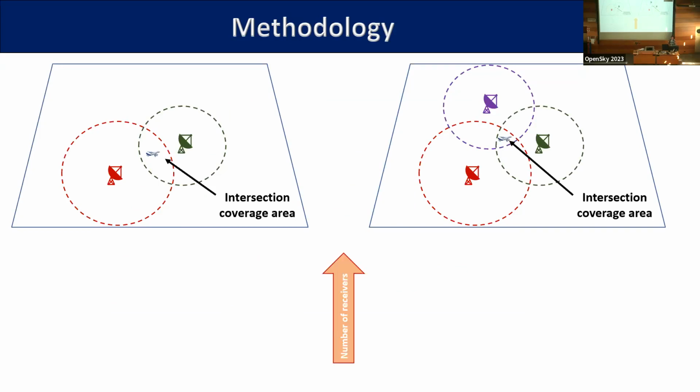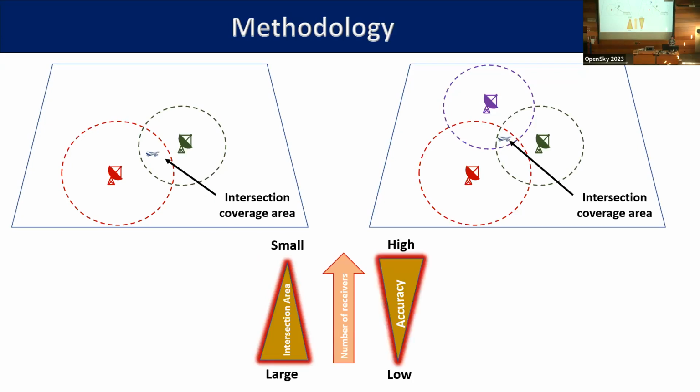If we have a larger number of receivers, the intersection area will be smaller, which also means the accuracy of the prediction of the expected location will be much higher. So this is the assumption before doing the experiment: if we have more receivers, we have a smaller intersection area, and then we have more accuracy.